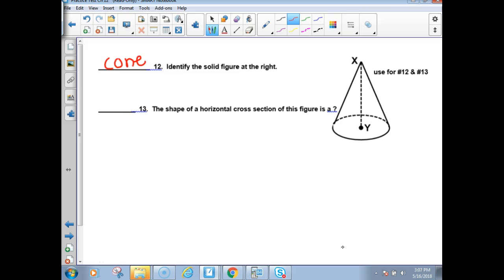I hope you know the shape of a horizontal cross-section of this figure. Well, if I went like this and cut it with a plane, that's what they mean by horizontal cross-section. So I cut through it. What shape would be on the figure? It would cut out a circle if it's parallel to the base. If it was going vertical, it would cut out a triangle. Think about it. If it went through the top and went that way, it would chop out a triangle.